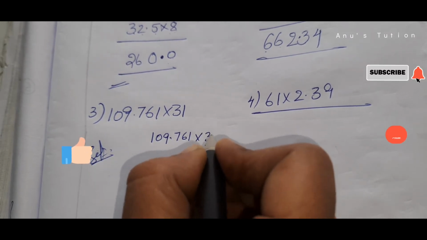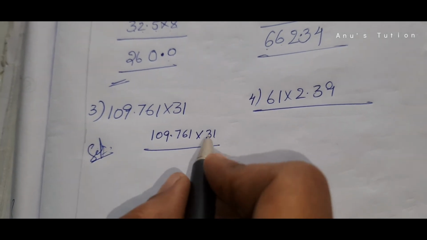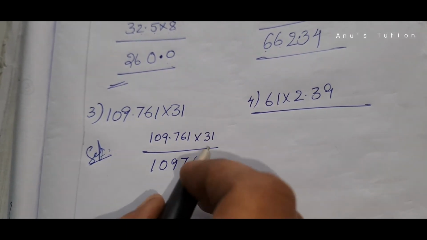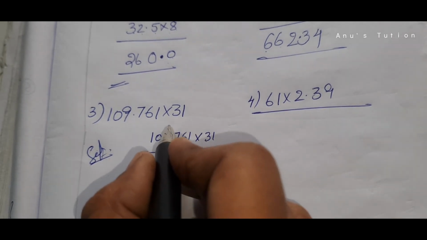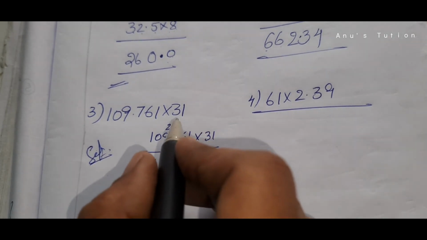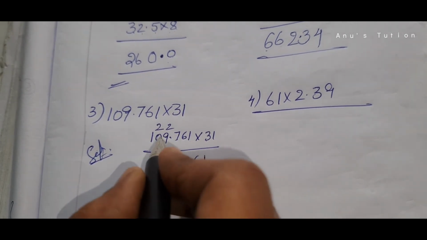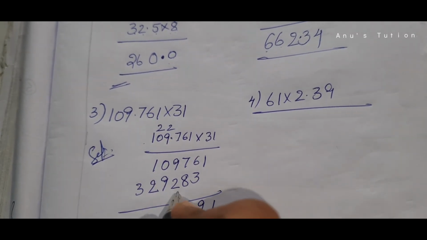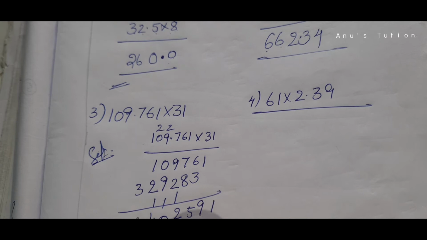109.761 into 31. Now we have to multiply this whole number into the decimal number. First, multiplying with 1, we will get the same number, 109.761. Next, 3. 3 6s are 18, 21, 3 7s are 21, 22. 3 9s are 27, 29. 3 zeros are 0, 2. 3 ones are 3. So 1, 9, 15, 12, 10, 4, 3.